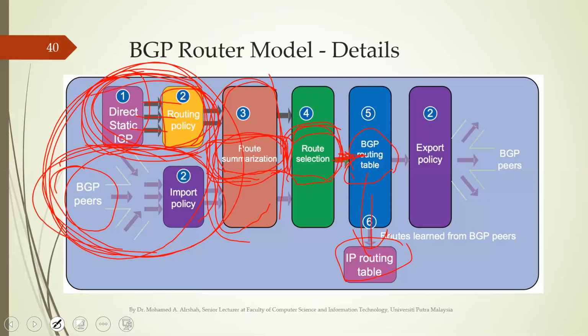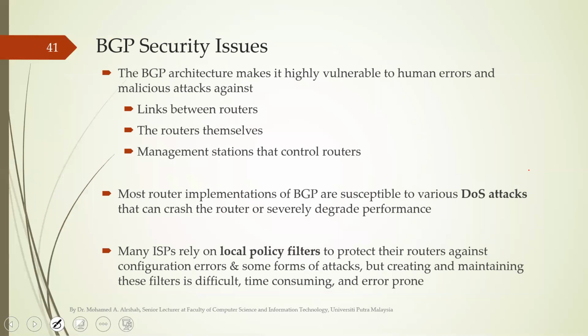After this, the routing table is going to be sent to the BGP neighbors. BGP security issues. Actually, BGP has some security issues. The BGP architecture makes it highly vulnerable to human errors and malicious attacks against links between routers, the routers themselves, and management stations that control routers.